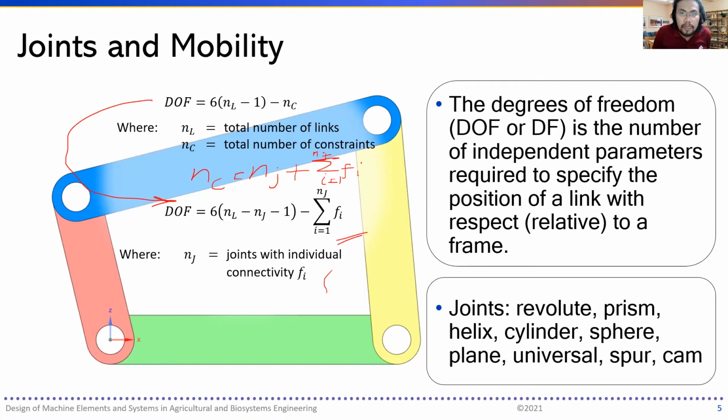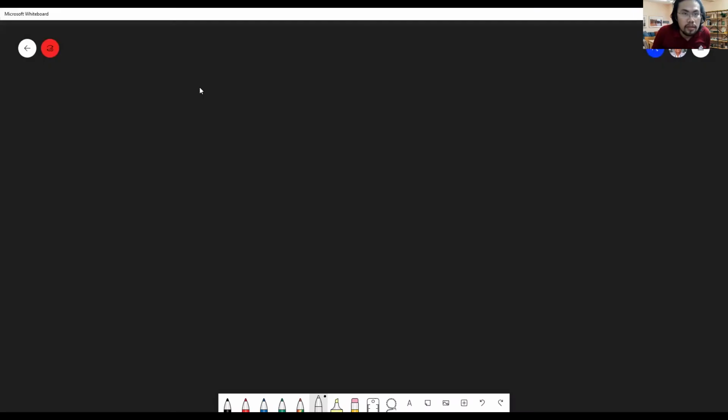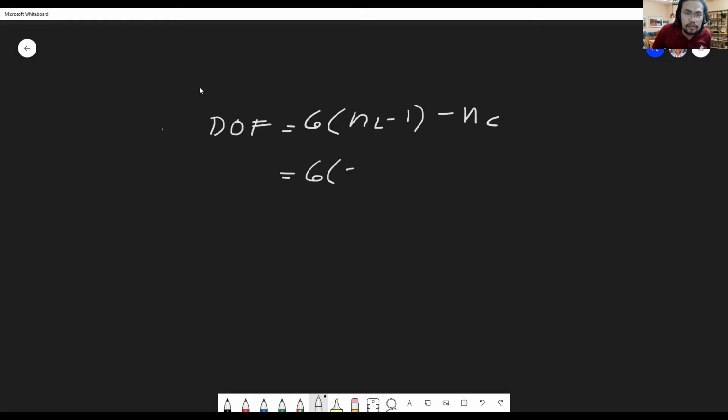Now for this joint, the degrees of freedom is equal to 6 times n sub L minus 1, minus n sub C. Now, the constraints would be for every joint, correct? So you have here 6 times 3.